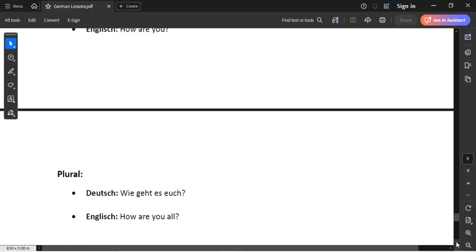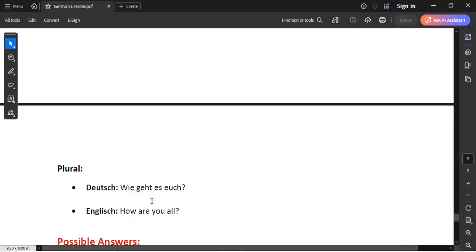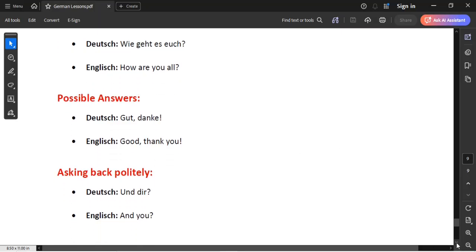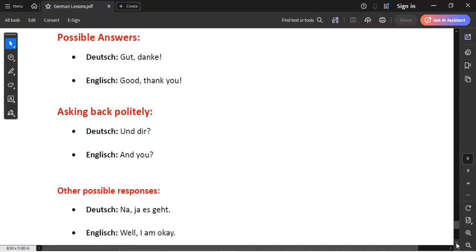How do we ask in plural if there are many? You can just ask, "Wie geht es euch?" How are you all? Now, if somebody asks you, "Wie geht es dir?", the possible antworten, or answers, are: "Gut, danke." Wie geht es dir? Gut, danke. Und dir? What about you? Then when somebody asks you, "Und dir?", you can say, "Naja, es geht," which means, well, I'm okay.